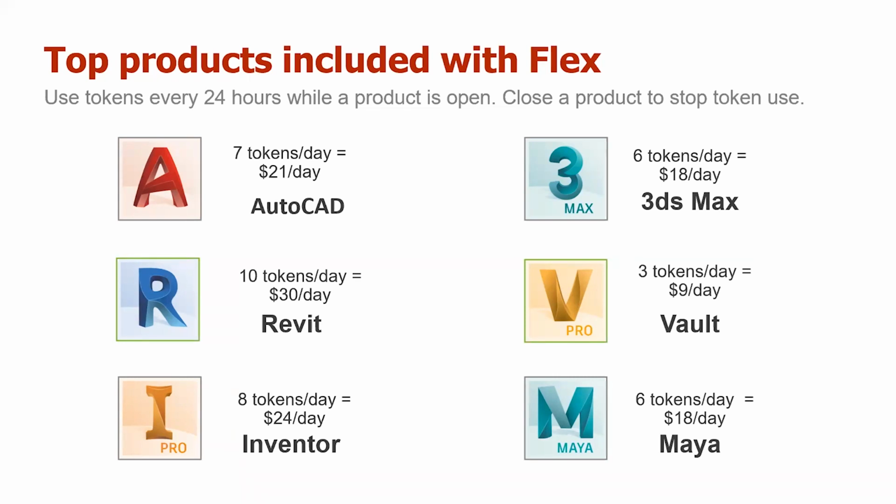But when the user who has an assignment to Flex opens up their AutoCAD product on their system, that would trigger the quantity of tokens required to be subtracted from the total amount. So when they start up AutoCAD and sign in, then 7 tokens are immediately subtracted. And then they have full, complete access to AutoCAD for 24 hours.